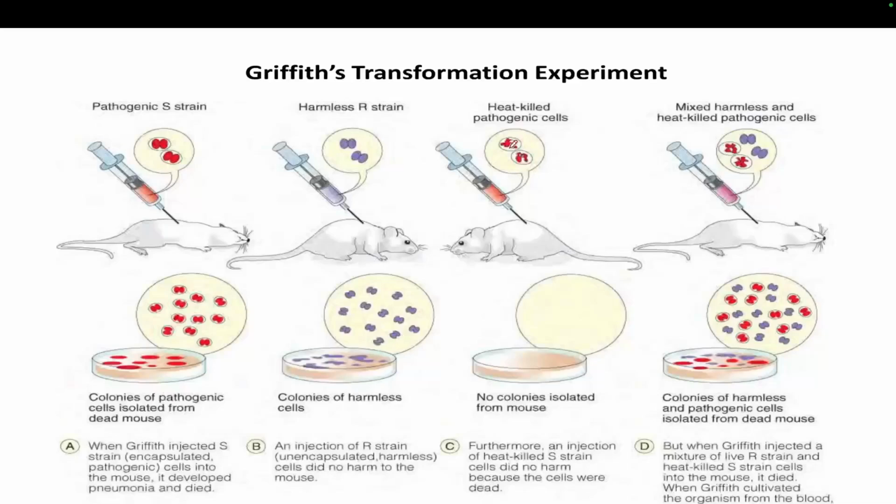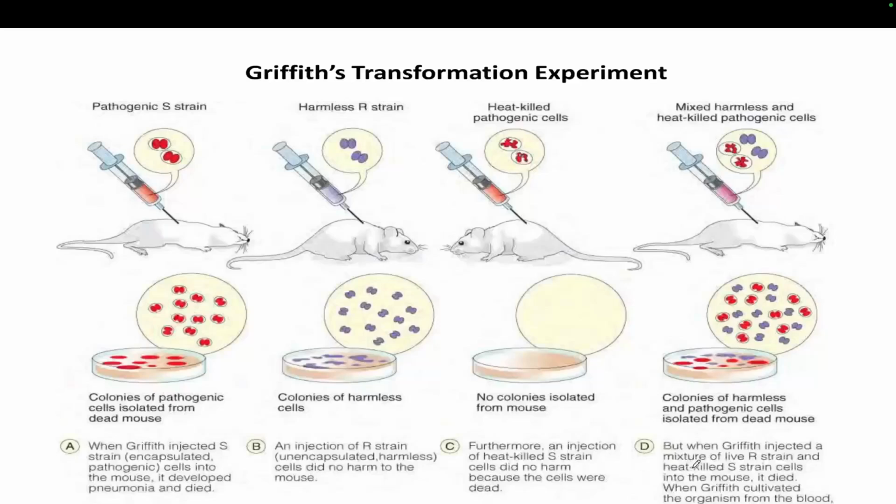The third one is the heat-killed pathogenic cells. Here he heat-killed the S strain, the sensitive strain, so that the encapsulation would be inactivated, because the encapsulation process has gone because of the heat killing. Furthermore, injection of heat-killed cells did no harm because the cells were dead.